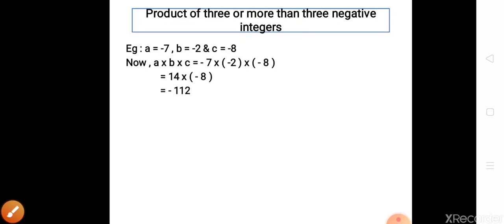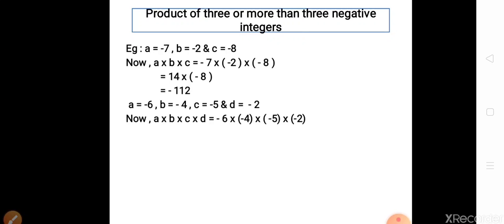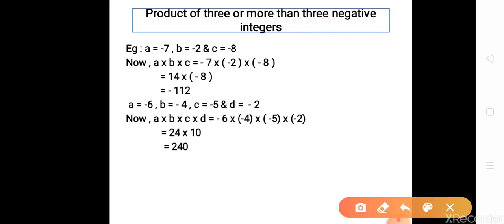Now let's take another example. Here we are taking 4 integers, minus 6, minus 4, minus 5 and minus 2. So when we proceed here, we get the result to be 240. That is a positive integer. Again, we are following the second rule of multiplying integers, that is, the product of two negative integers is always positive.